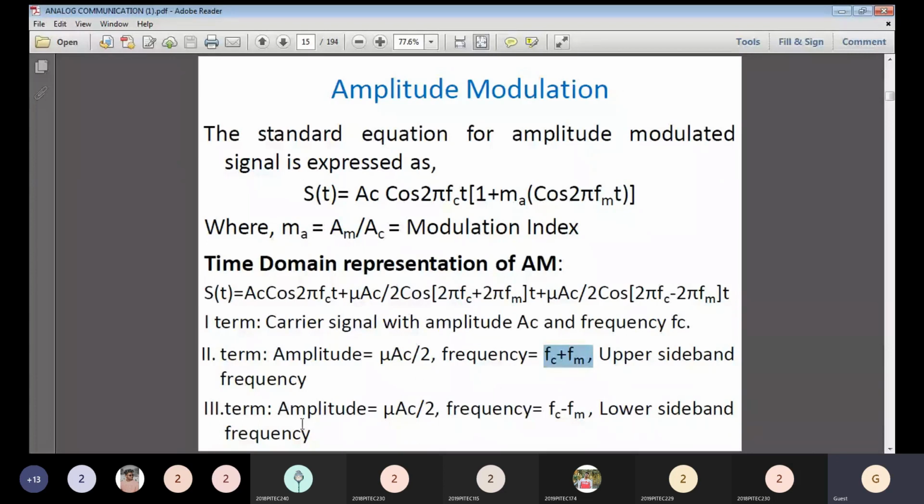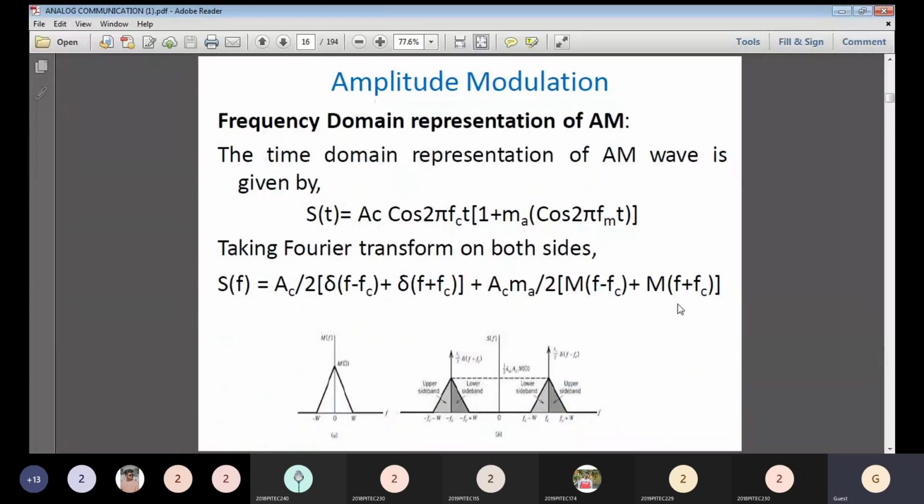The third term is cos (2 pi Fc minus 2 pi Fm)t. Here the frequency is Fc minus Fm. In the third term also, both parameters are involved: amplitude of carrier and amplitude of message, frequency of carrier and frequency of message. So all the parameters are involved in the second and third terms. In the amplitude modulated signal, we have three terms: the pure carrier term, the Fc plus Fm term, and the Fc minus Fm term.